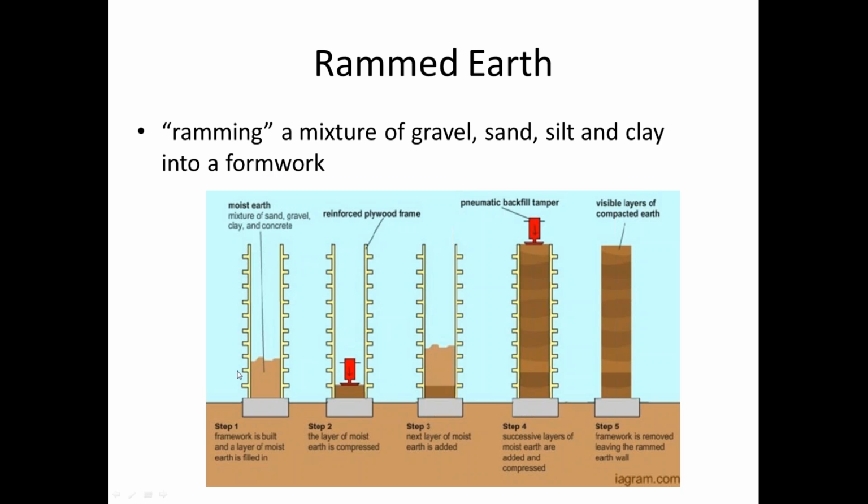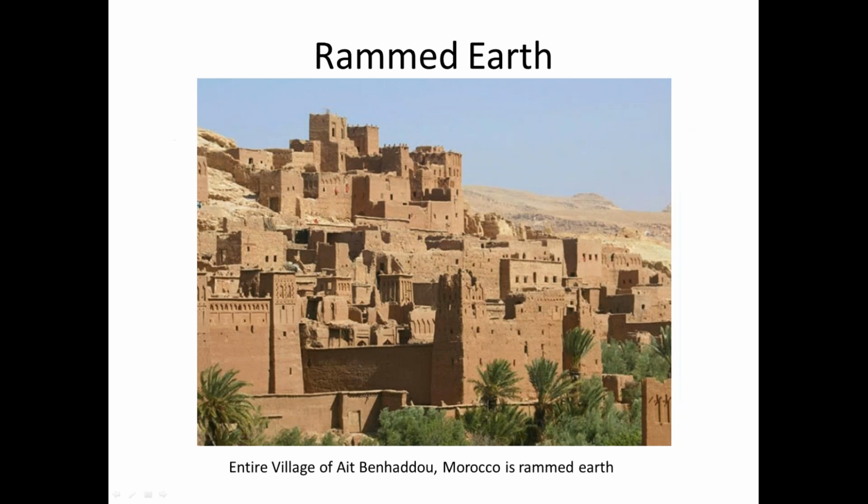So again, what you can see here is a cross-section of a plywood framework, and you can see the layers of earth being added wet, one by one, and compressed down. When you're done, you take away the plywood, and you're left with a nice smooth rammed earth wall that has this cool stratified look to it from the different layers that were added.